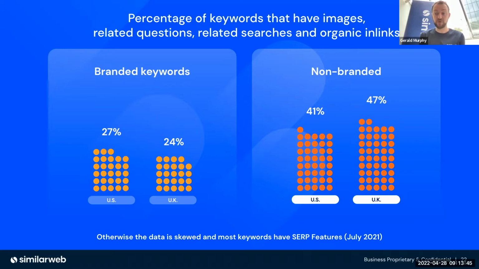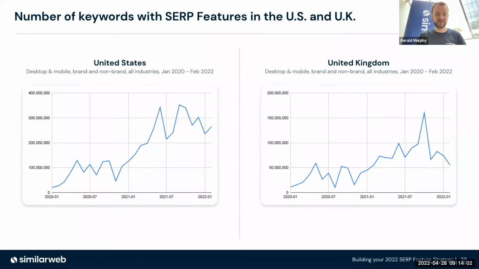In fact, even more so in the UK. You can see on the right-hand side of this slide, 47% of keywords in the United Kingdom, virtually half of them, have at least a combination of these 4 basic SERP features. So we want to remove the noise and exclude those from our analysis. The good news is on both markets, SERP features are increasing massively.